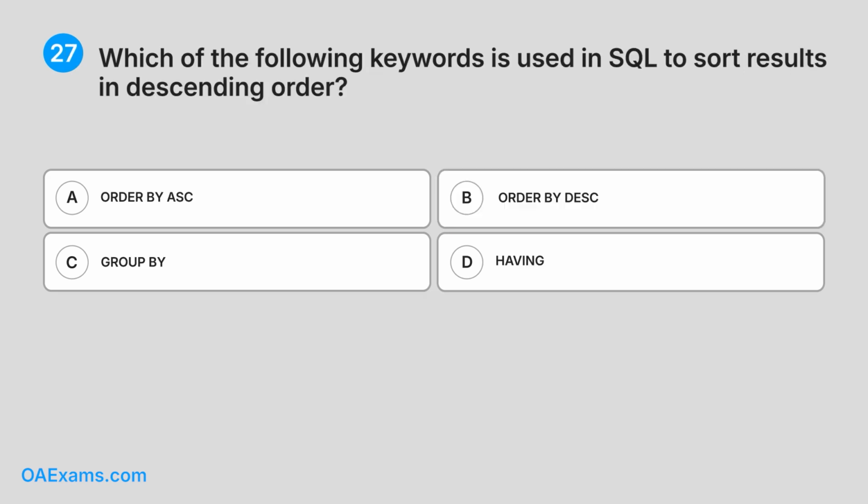27. Which of the following keywords is used in SQL to sort results in descending order? A. Order by ASC. B. Order by DESC. C. Group by. D. Having. Can you guess the answer?